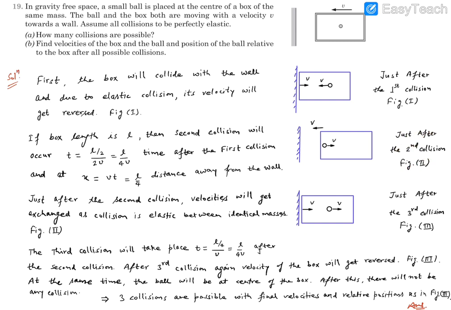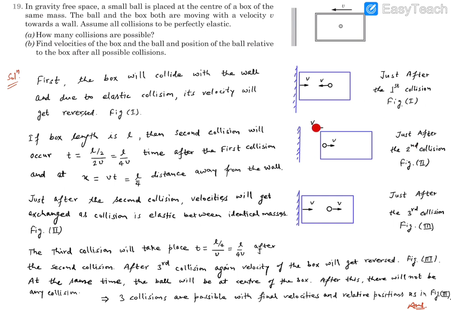So what is going to happen just after the second collision? Again there is going to be an elastic collision. We know this collision is elastic, and these two objects involved, the ball and the box, are of identical mass. Whenever there is an elastic collision between identical masses, velocities are exchanged. As per this norm, the velocities which were there before the collision will now get exchanged. So the box will now be moving leftwards with velocity v, and this ball is going to move towards the right with velocity v.